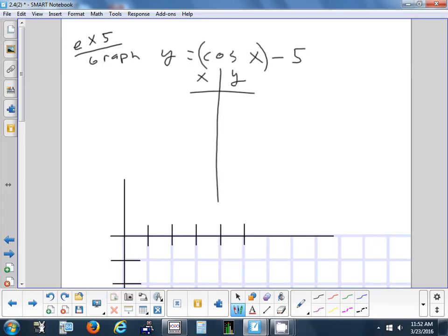Because he told me it's going to go down, I'm not going to worry about changing my x's. I'm going to copy them from my original table: 0, pi over 2, pi, 3 pi over 2, 2 pi. And Amy, can you remind me my original y values? Don't worry about minus 5 yet. 1, 0, -1, 0, 1. Perfect. So that's going to be your starting point, and you're going to take all those values and shift them down 5.